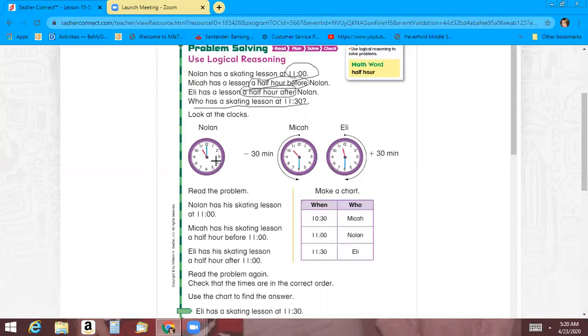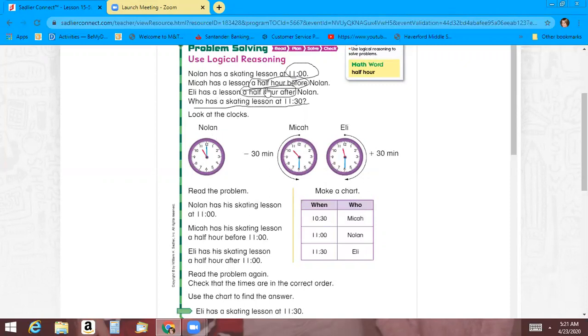So looking at these analog clocks that they're giving us right here, we know the information for Nolan is 11 o'clock. So we know that this is an analog clock that shows the minute hand on 12, hour hand on 11. So this is Nolan's time of 11 o'clock.